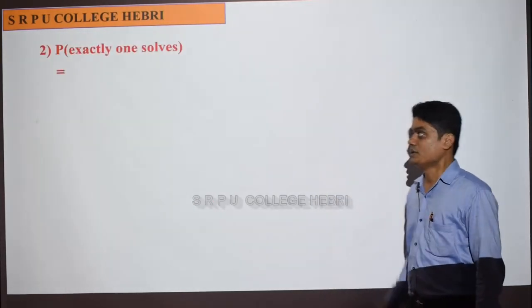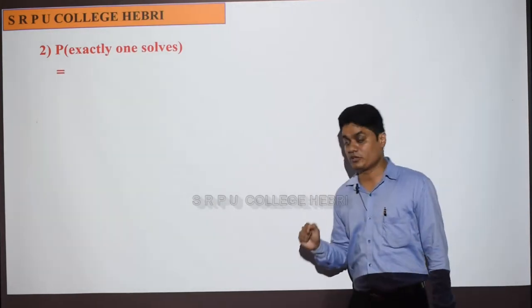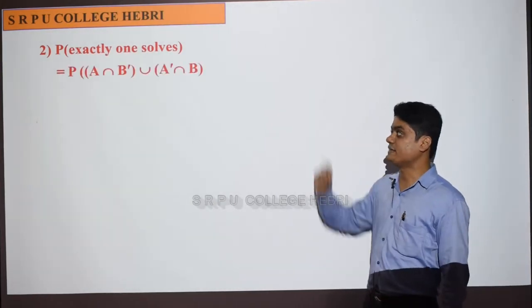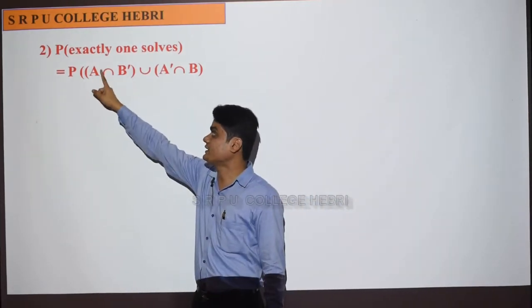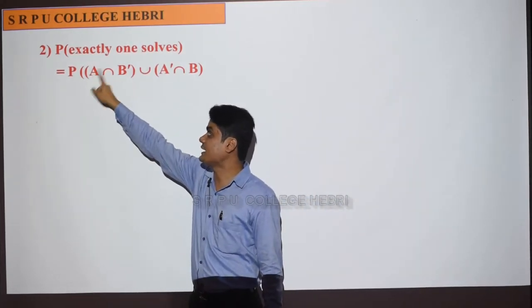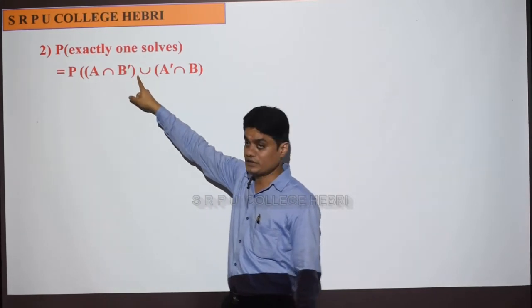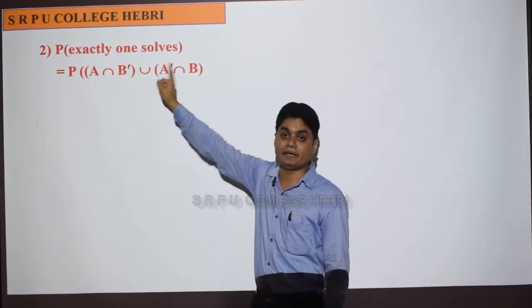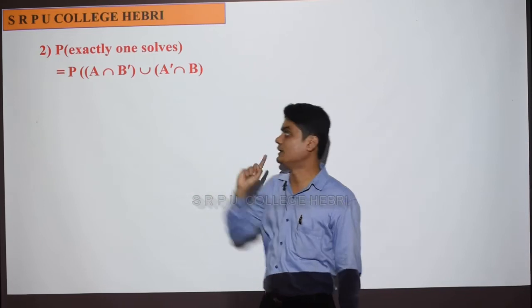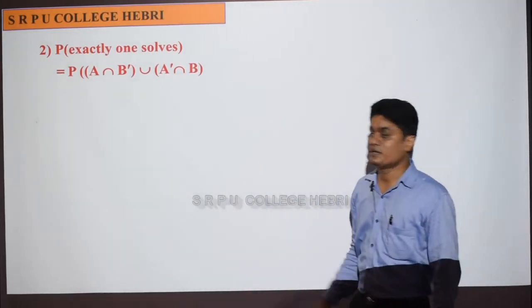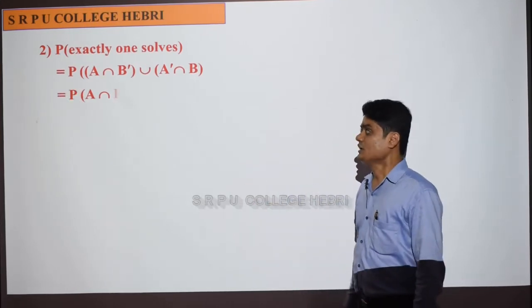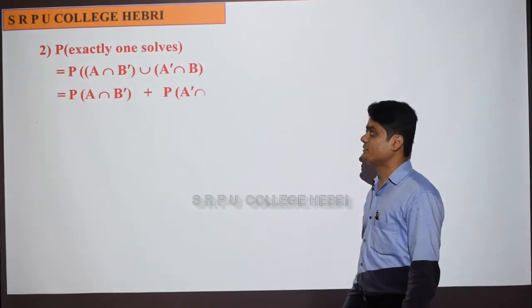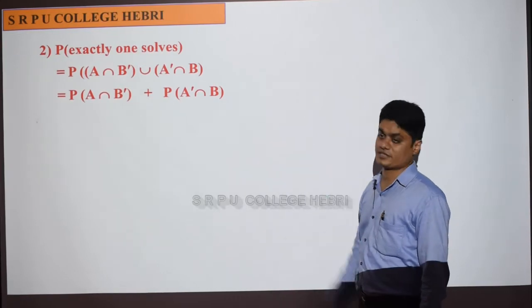Observe carefully. The probability of exactly one of them solving is the probability of A intersection B complement. What does A intersection B complement say? The problem is solved by student A but not by B, or the problem is solved by B but not by A. Did you understand? So the probability is the probability of A intersection B complement plus the probability of A complement intersection B.